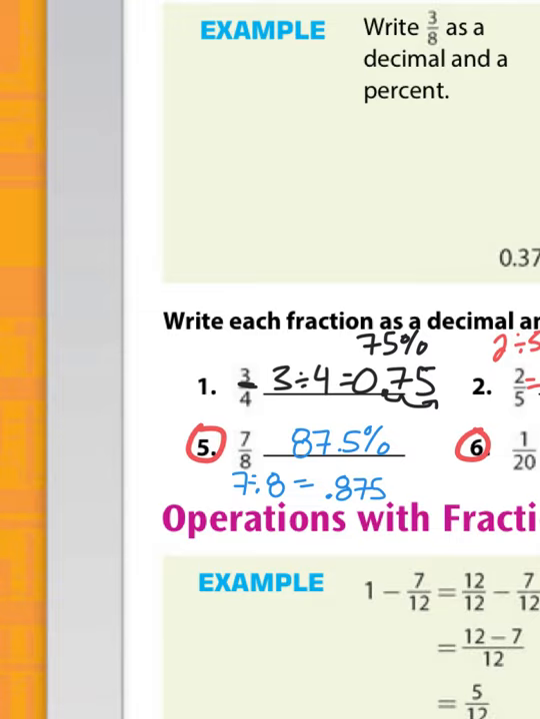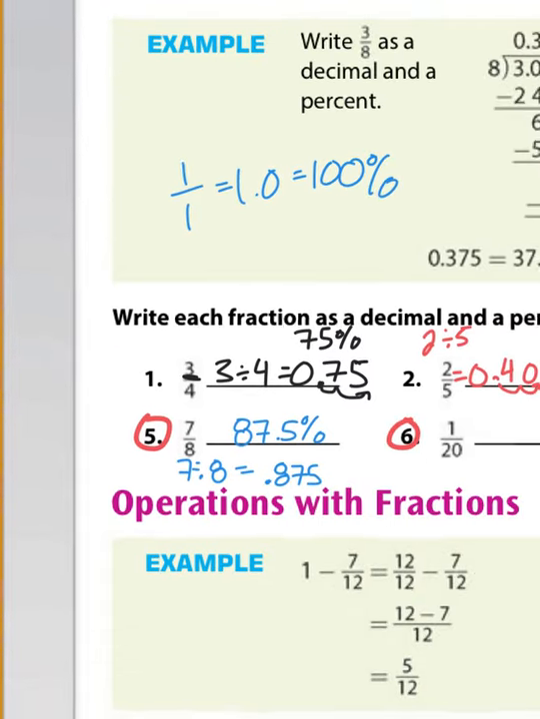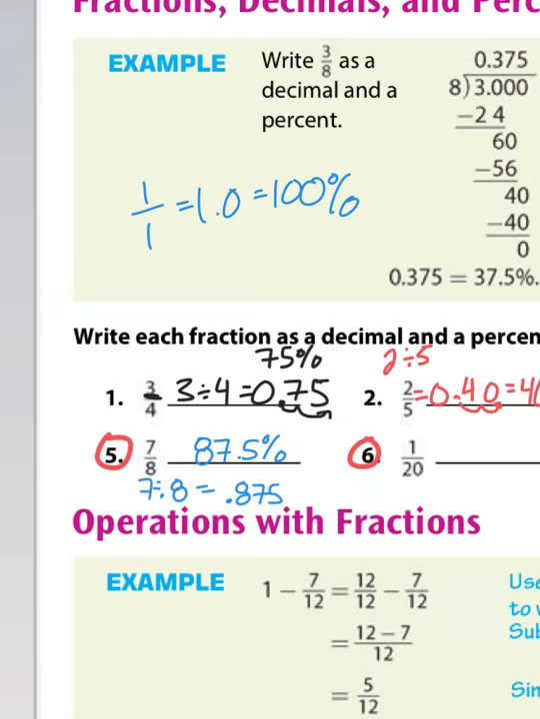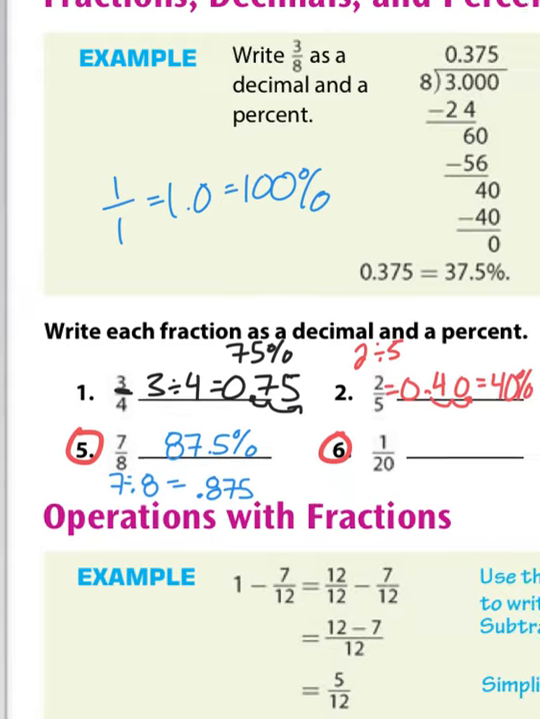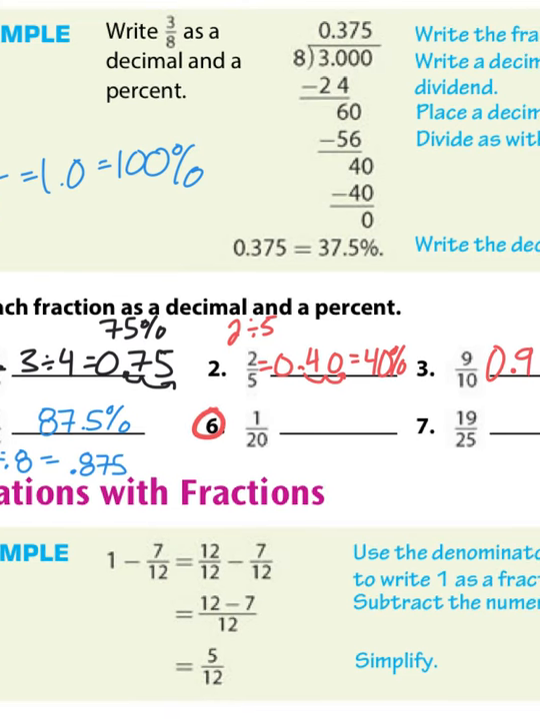Remember, while we're talking fractions and decimals, 1 over 1 equals 1.0, which equals 100%. So for probability, if an event is for sure going to happen, we use those 3 numbers to describe it. All right, 1/20th, I'm going to enter 1 divided by 20 into a calculator, and I get 0.05, which is 5%.